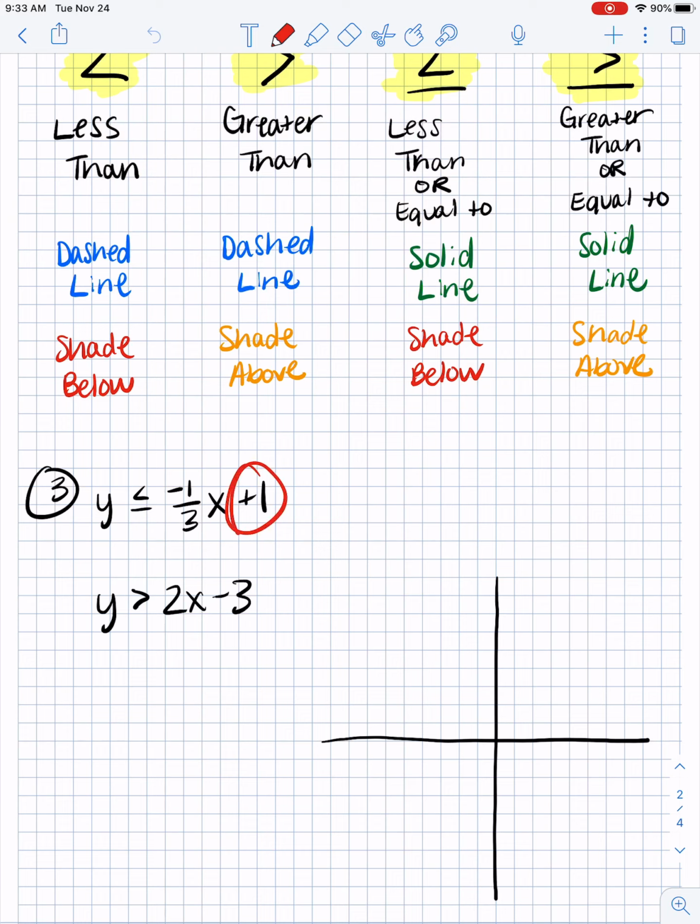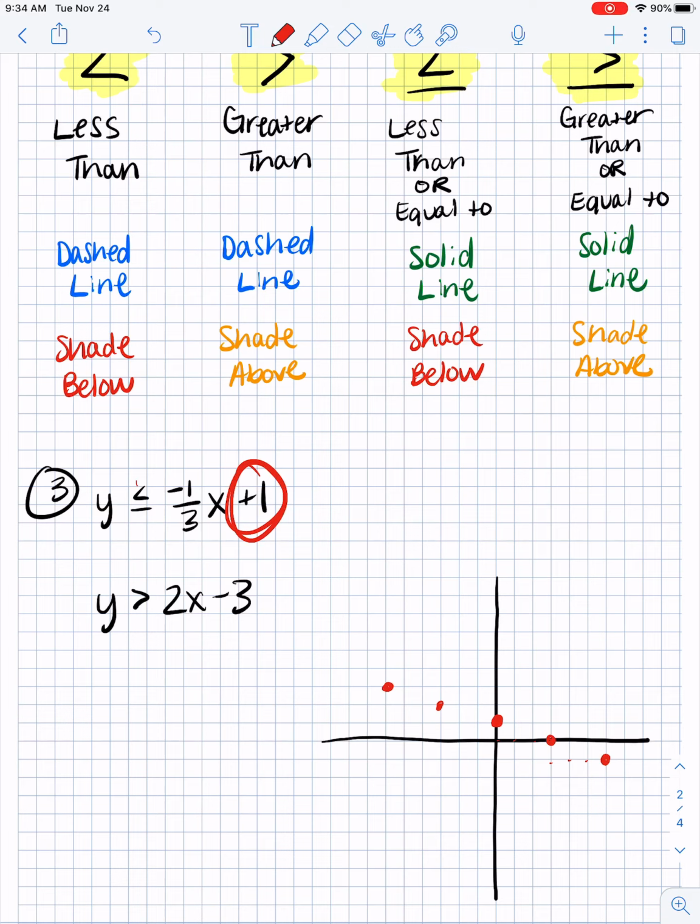My first y-intercept is 1, so it's going to cross the y-axis at a positive 1, and it has a slope of negative 1/3. That means I go down 1 over 3 to the right, down 1 over 3 to the right, or I could go up 1 and left 3. I'm going to do that both directions.